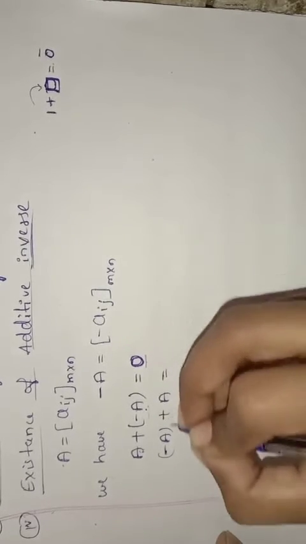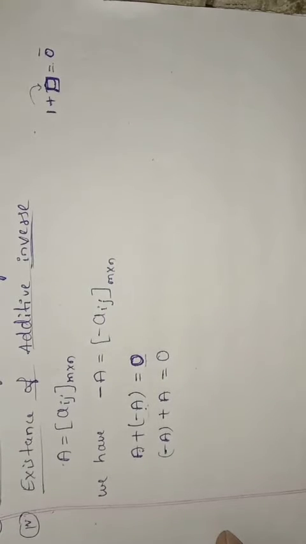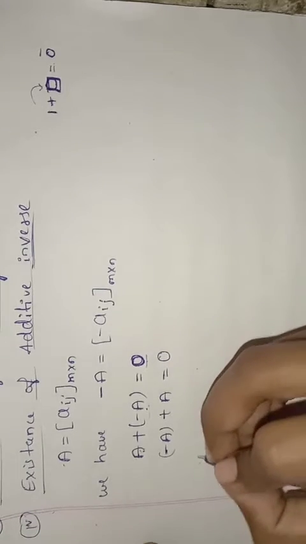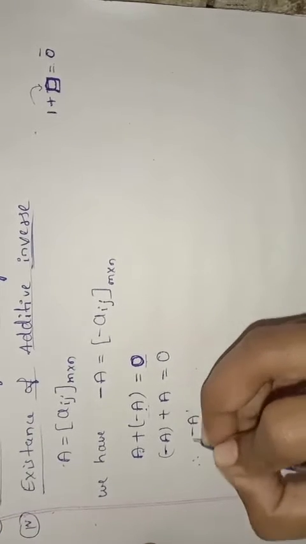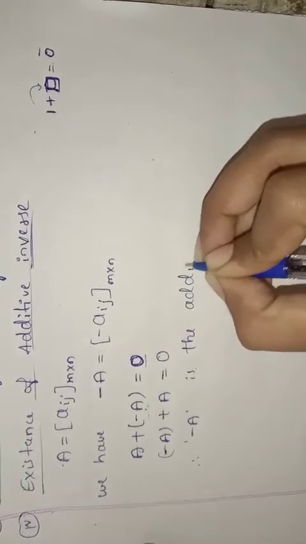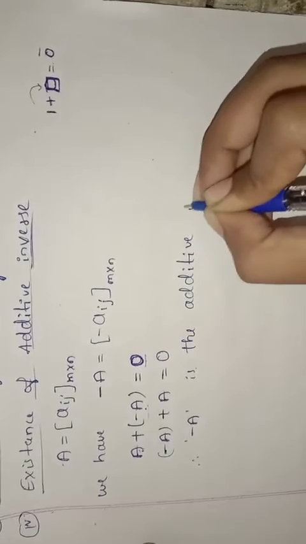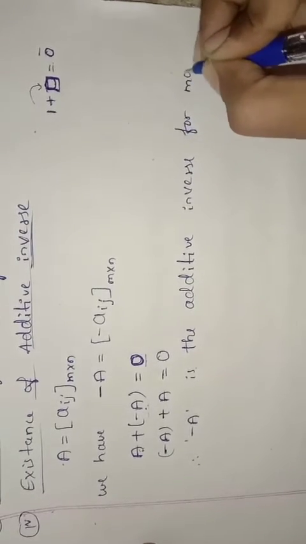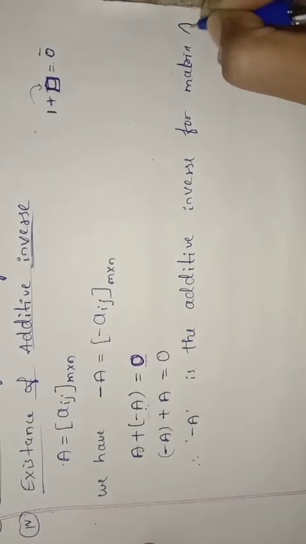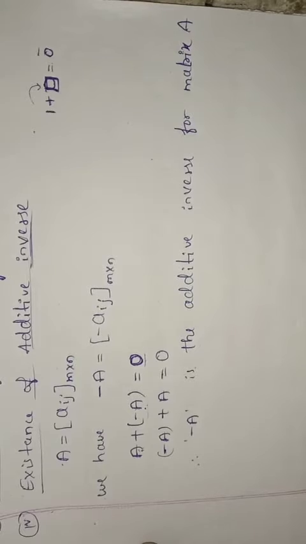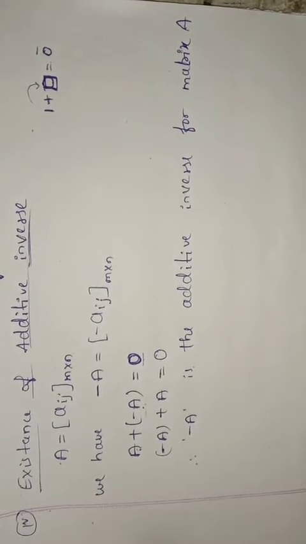So that will be again a 0 matrix only. So therefore minus A is the additive inverse of matrix A. Minus A matrix is the additive inverse for matrix A. Okay, so what happens here? Minus A is the additive inverse for the matrix A.